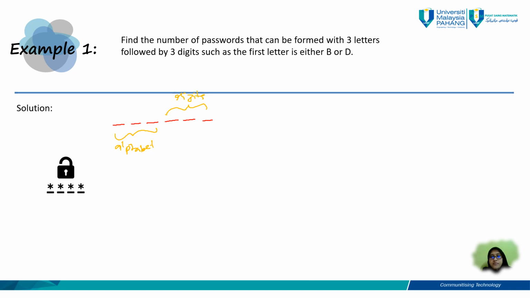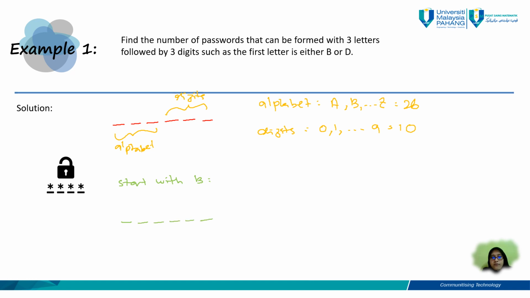For alphabet, we have A, B until Z, so the total is 26. For digits, from 0, 1 until 9, we have a total of 10 digits. Given to us also is a condition: the first letter must start with B or with D. So, start with alphabet B. We have places number 1, 2, 3, 4, 5, 6.